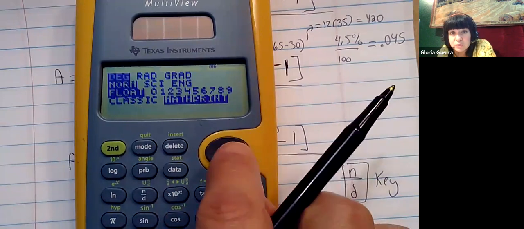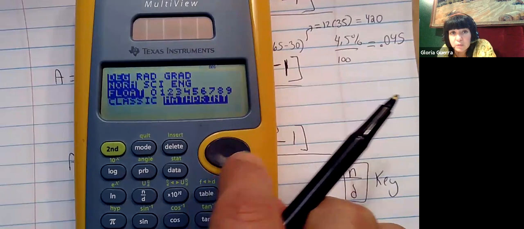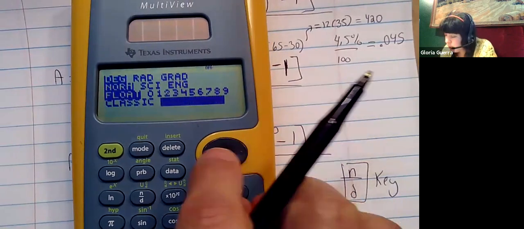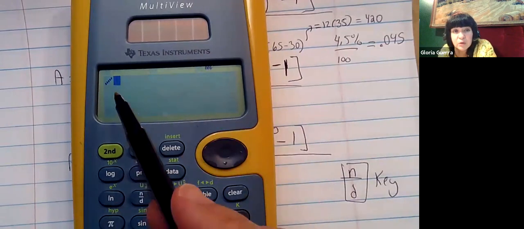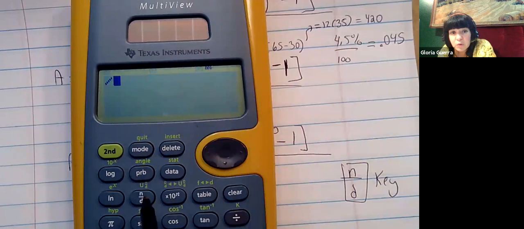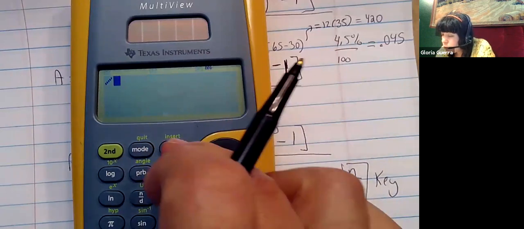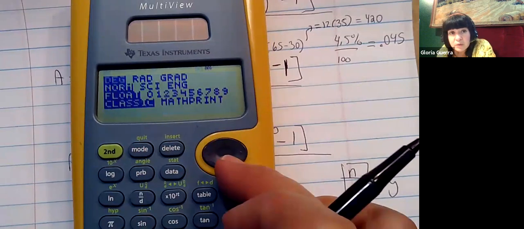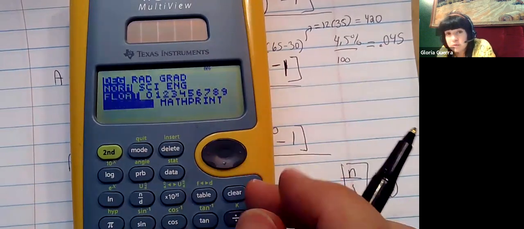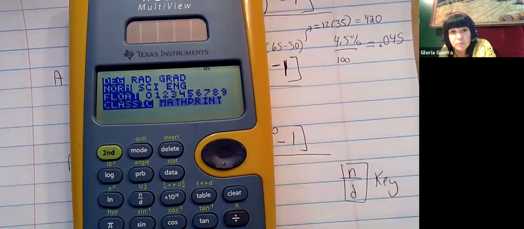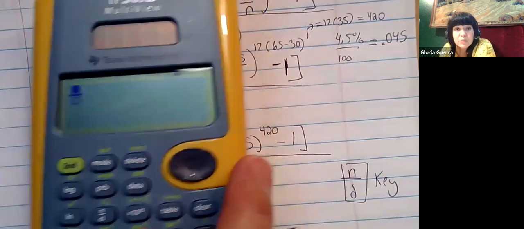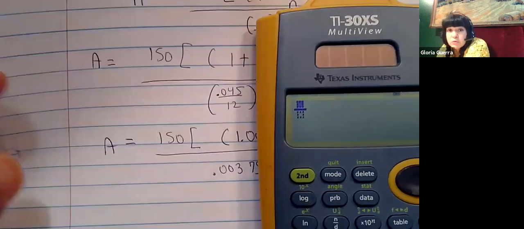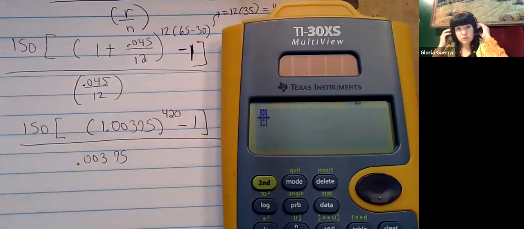So it's real easy. You just use these down arrows here, and then you can change that. So if I go here to classic, I do that. You see when I hit N over D, see how it's got that slant? You don't want that. You want this horizontal straight across. So you go to mode, press down here, and then tab to the right and hit enter. I want math print. Okay, then go back to N over D. See that? So then it just makes it so much easier to input that. So then in the top, you've got 150.